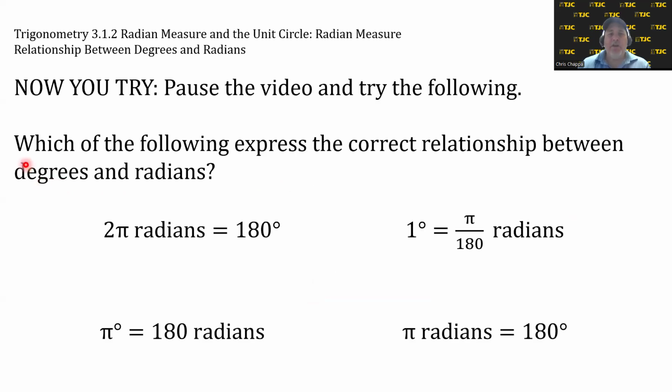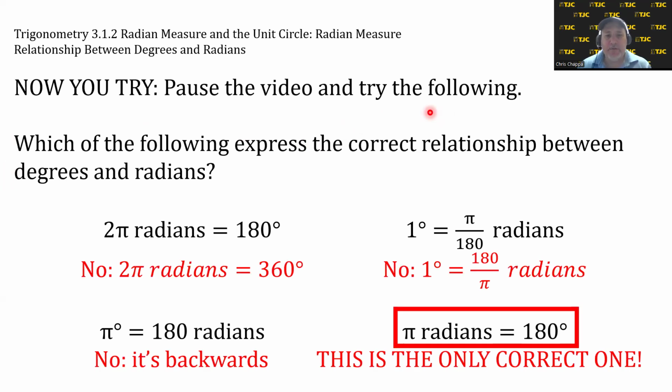Now you try. Pause the video and try the following. Which of the following express the correct relationship between degrees and radians? Let you ponder over them and think about it. All right, here's your fair warning. If you haven't paused the video, solutions in 3, 2, 1. The only correct one was the last one. Please see why the other ones were incorrect. Trust me, know that last one.